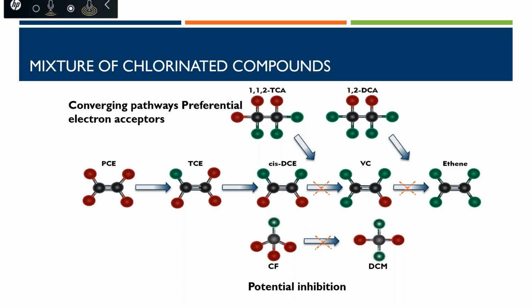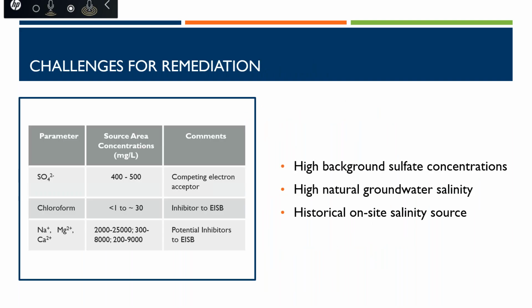And then finally, another issue would be the potential for specific inhibition. In this case, chloroform is a known and particularly potent inhibitor of reductive dechlorination of chlorinated ethenes, most notably vinyl chloride. With background sulfate concentrations around 400 milligrams per liter, there's a high concentration of a well-documented competing electron acceptor. As I mentioned, the chloroform concentrations were as high as 30 milligrams per liter.